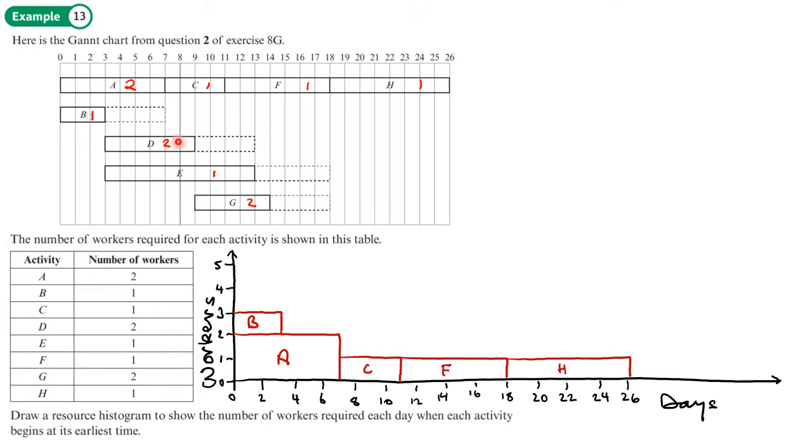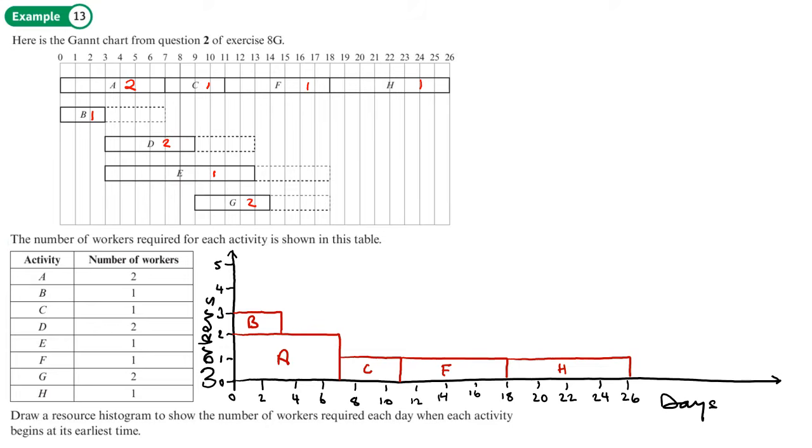Now when we move on to activity D, that requires 2 workers, that goes across to 9. Now when we fill it in, we don't just plonk it on top of here and have a bar, something like that. What we need to do is that when it gets to this point, we need to draw the rest of it down here. We need to slide it down. I'll show you what I mean.